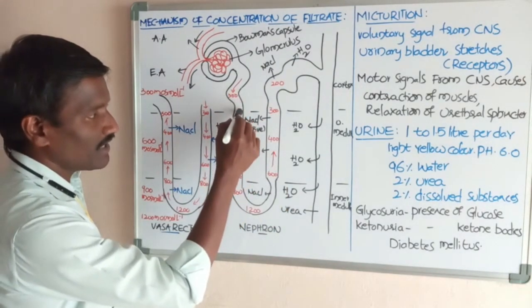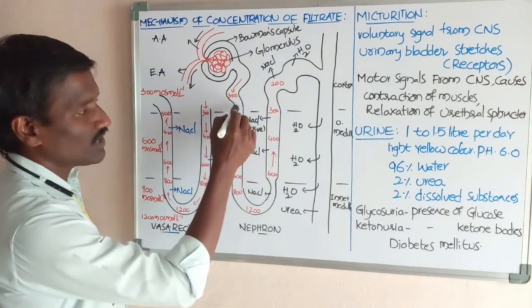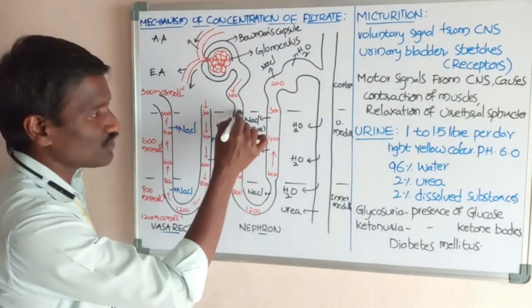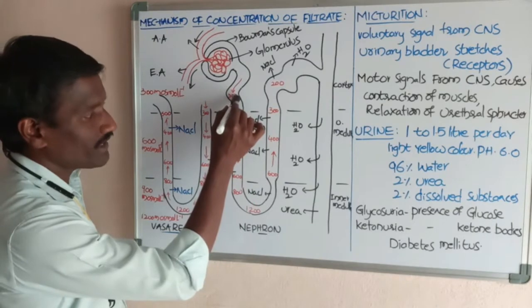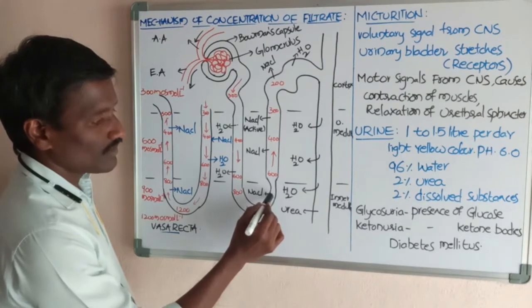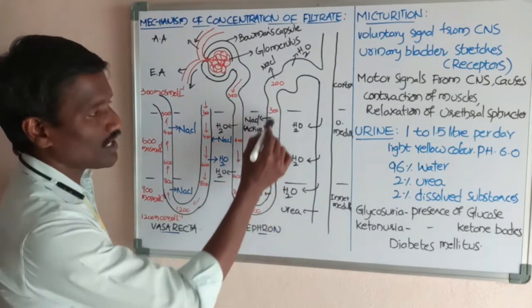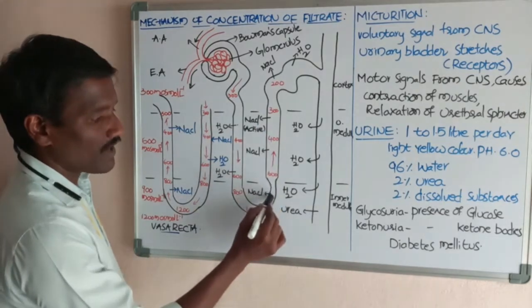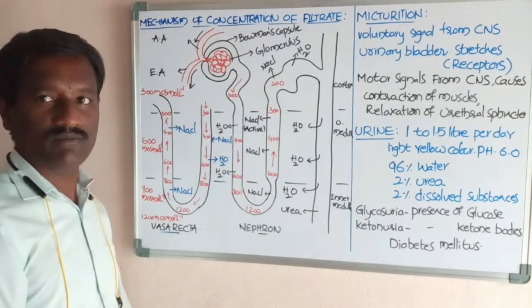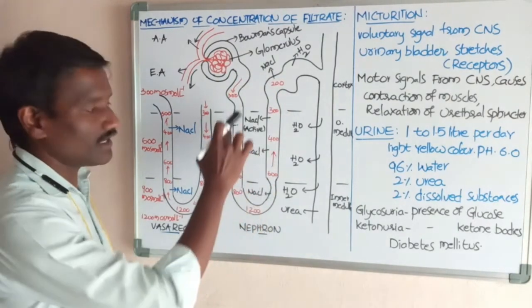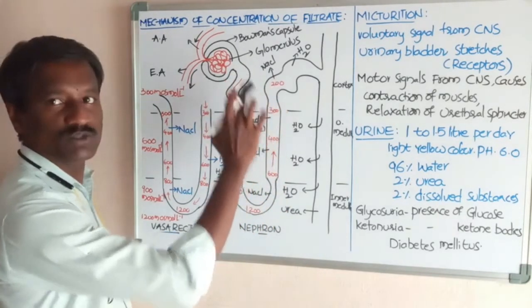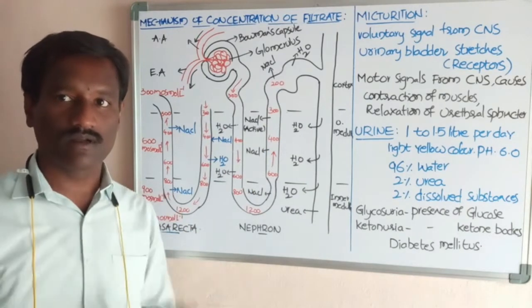The primary urine flows through the loop of Henle. In the loop of Henle, urine flows through the descending limb from the cortex region to the medullary part, and the urine that flows through the ascending limb of the loop of Henle goes from the medullary part towards the cortex region. They are in the opposite manner in these two limbs, a downwards position and an upwards position. That is called counter current.